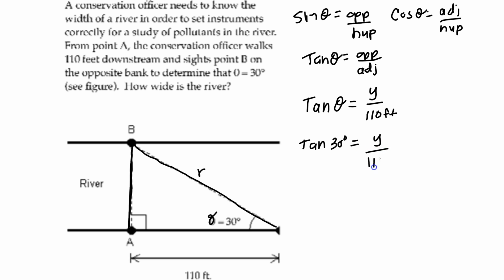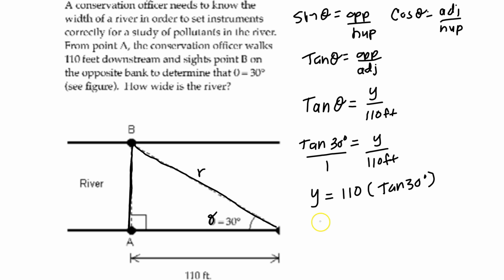Y over 110 feet. You notice we have two fractions, so we're going to go ahead and cross multiply. Y times 1 is y, and we have 110 times the tangent of 30 degrees. Now, when you find the tangent of 30 degrees, make sure that your mode is in degrees, okay?